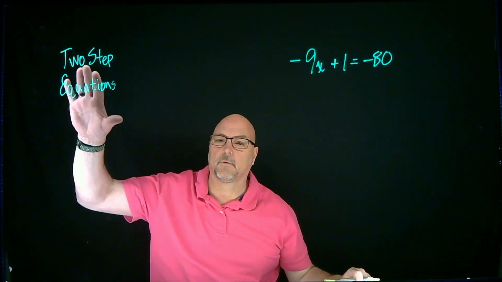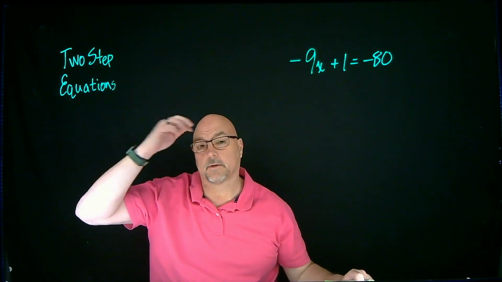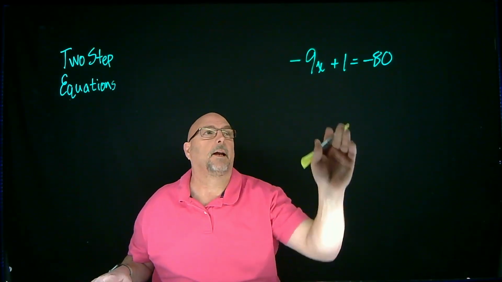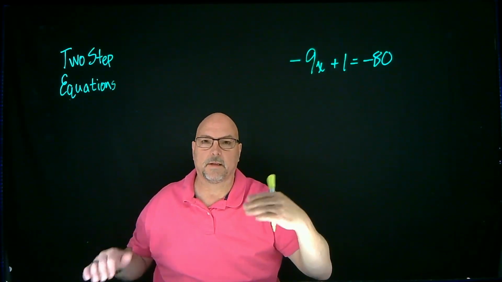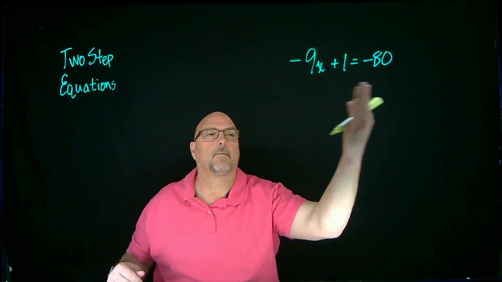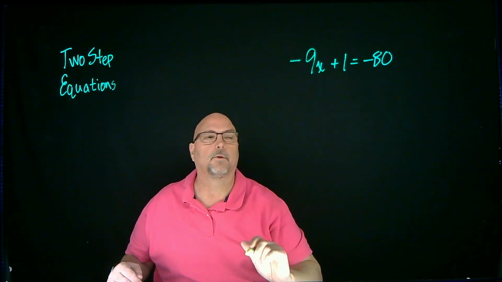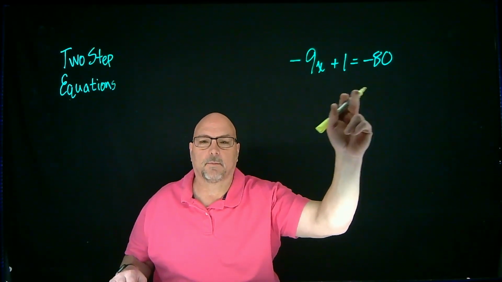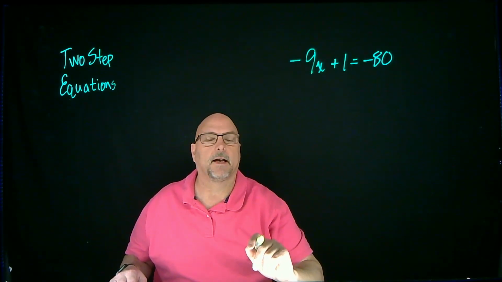Okay, and welcome back. We're doing some two-step equations today. So I have the first example right up here on the glass, and two-step equations means there's two transformations we can make to the equation to get our solution. So we'll start with an easy one. Negative 9x plus 1 equals negative 81.